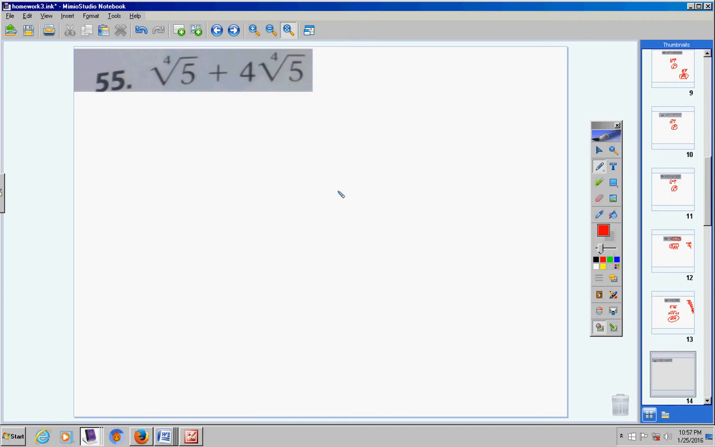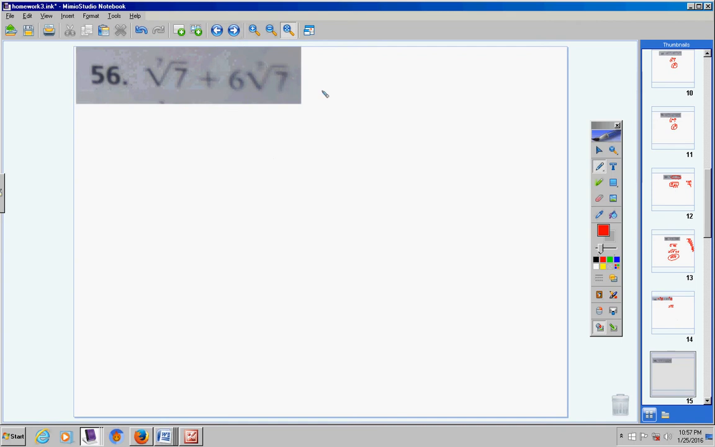In order to add 2 radicals, you must have common indexes, and we do. And common radicands, and we do. So we add the outside numbers, 1 plus 4. So 5, fourth root of 5. And we cannot simplify that any further. 5's already prime.